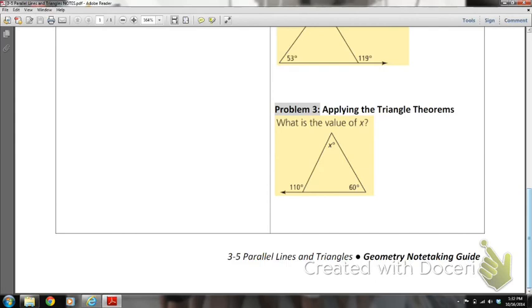In the last problem, it asks what is the value of x. Once again, we have an exterior angle formed by a side of the triangle and an extension of another side. That's 110 degrees. So the exterior angle, 110, is going to be equal to the sum of its two remote interior angles, which are x and 60. So if you subtract the 60 from both sides, then x is equal to 50.